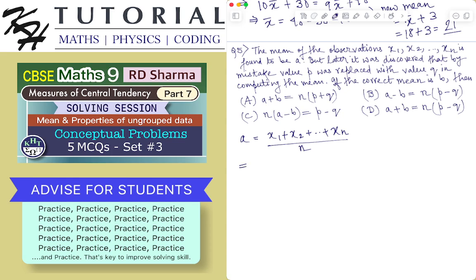So this implies that x1 plus x2 up to xn is equal to n into a. But I know in these observations x1, x2 up to xn, there is some observation whose value is p, which is an incorrect observation. The correct observation was p, but it was replaced by q. So in these observations, one value has to be q.